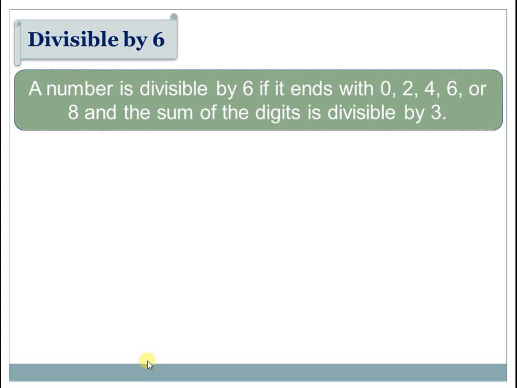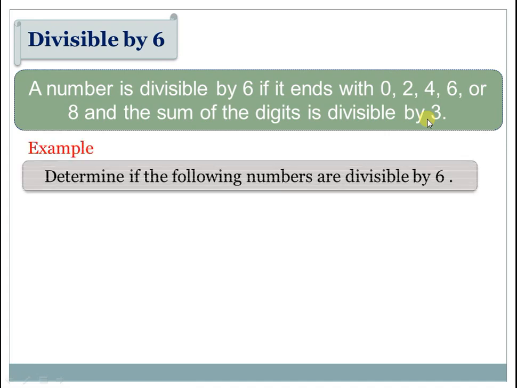To check if the number is divisible by 6, check first the last digit if it ends with 0, 2, 4, 6, or 8. Then follow the rule in determining if the number is divisible by 3. Okay? Now let's have the first one.